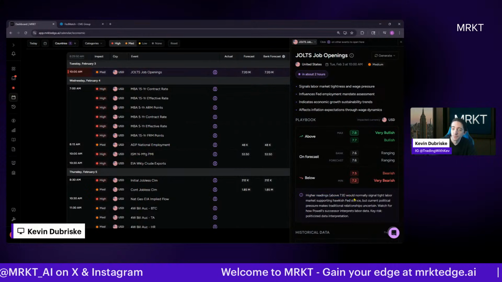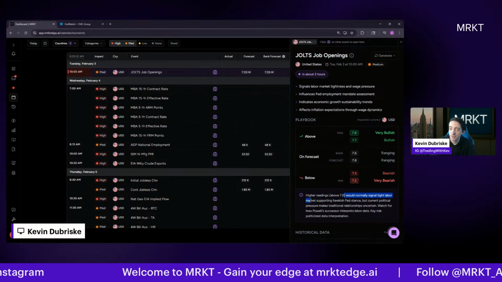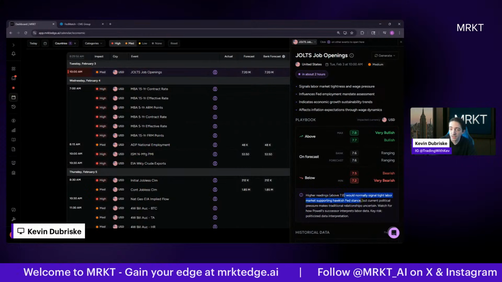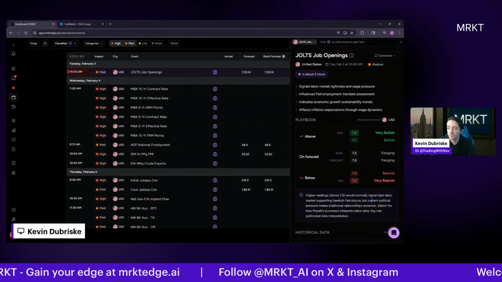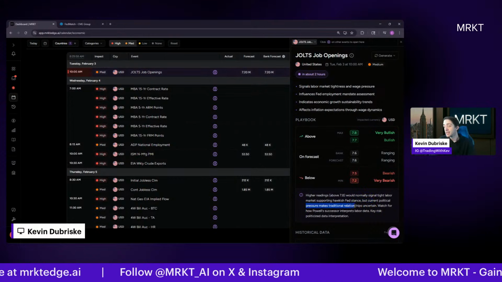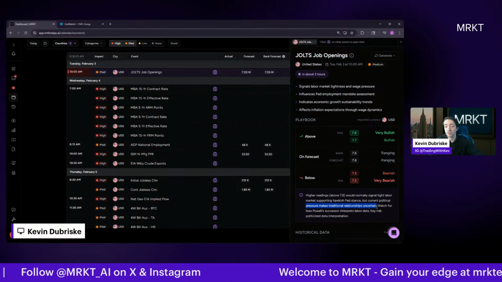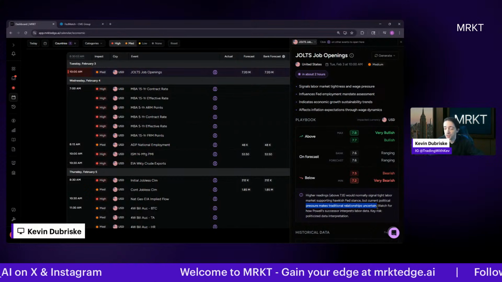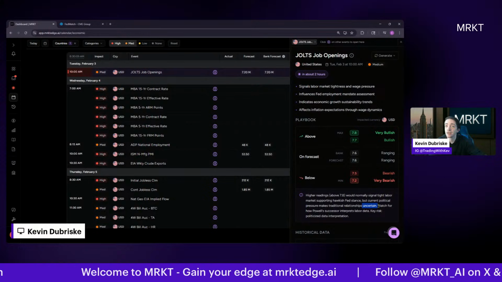A higher reading above 7.8 would normally signal a tight labor market supporting a hawkish Fed stance. But current political pressure makes traditional relationships uncertain. So right there, guys, there's our key word: uncertain. Keep an eye on gold.